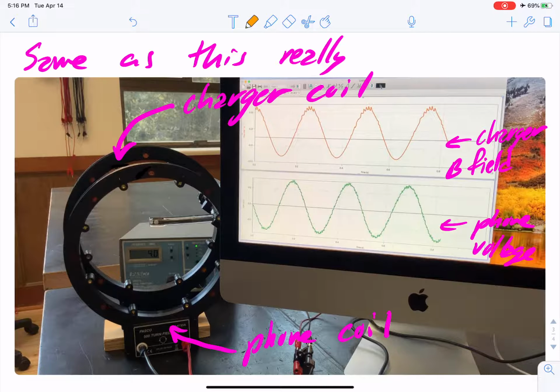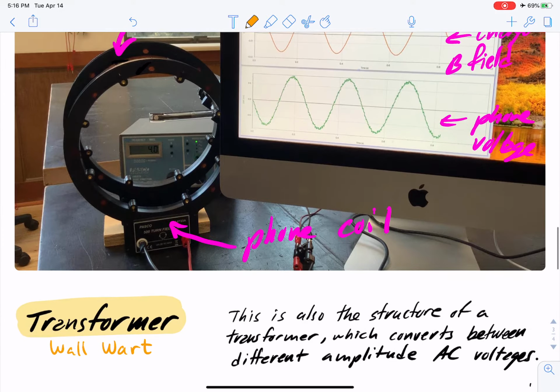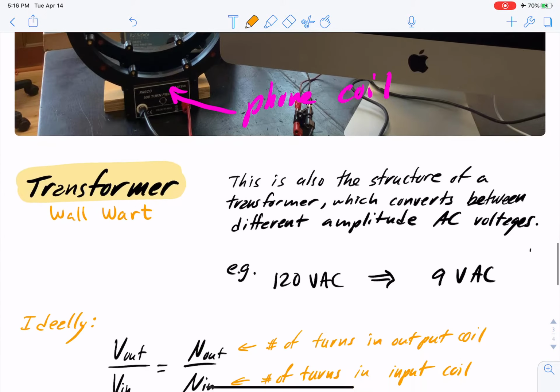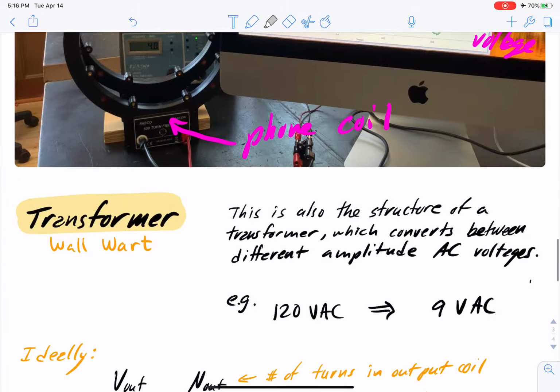This same structure of two coils laid on top of each other is also the structure of a transformer, or the wall wart, as it's commonly known. So you have the 120 volts in your socket in the wall, and you need to convert it down to something that your electronics can use, say 9 volts. And it's basically the same thing. You just have two sets of coils laid on each other. And the idea is by adjusting the number of turns in each coil, you can change the voltage at the output. For example, a common transformer goes from 120 volts down to 9 volts.